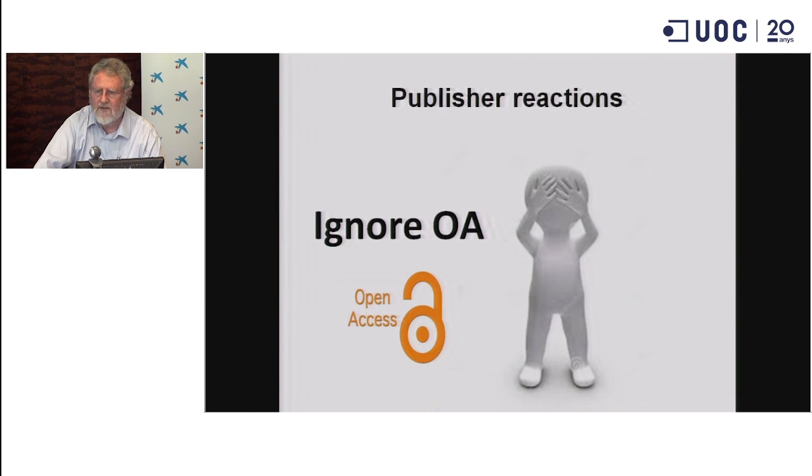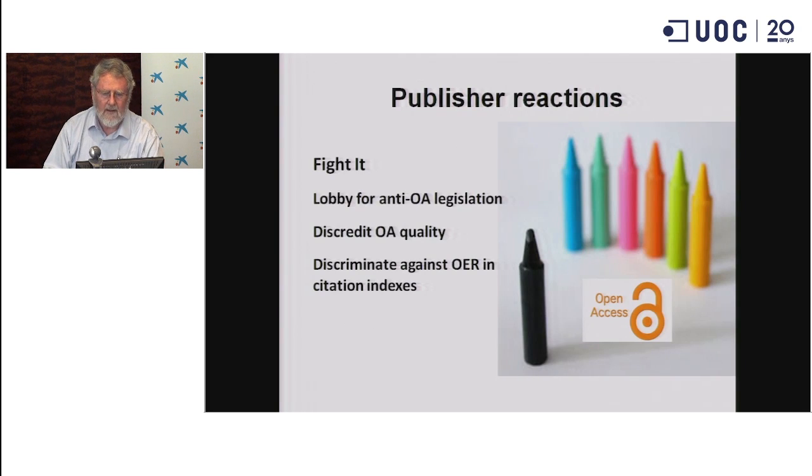How are they reacting? Well, one of the ways is that many of them have been ignoring open access. And that was the first stage when the open access movement began. And that's changing now to where they're actively fighting open access. They're actively lobbying for anti-open access legislation. A big one is they try to discredit the quality of open access. And they discriminate against open education resources and open access journals in citation index. It's very difficult to get your open access journal accepted in the indexes. These are just some of the ways that they are reacting to the growth of open access.